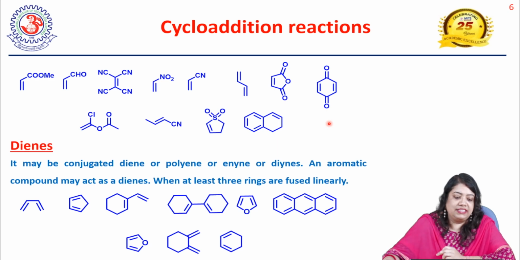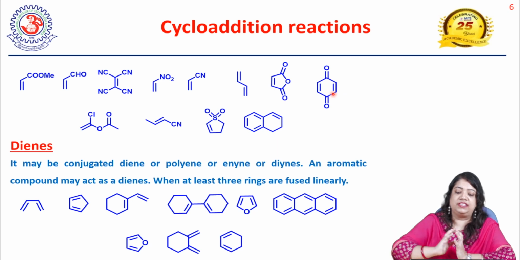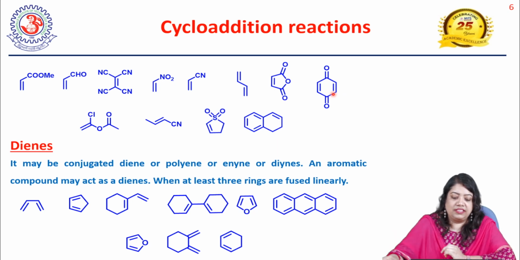Here we can see an ester group, an aldehyde group, cyano, nitro, etc. When these electron withdrawing groups are attached to this monoene, it acts as a good dienophile. And also maleic anhydride and benzoquinone. These are two classic examples of dienophiles in the Diels-Alder reaction. These molecules can also act as good dienophiles, as shown here in the Diels-Alder reaction.